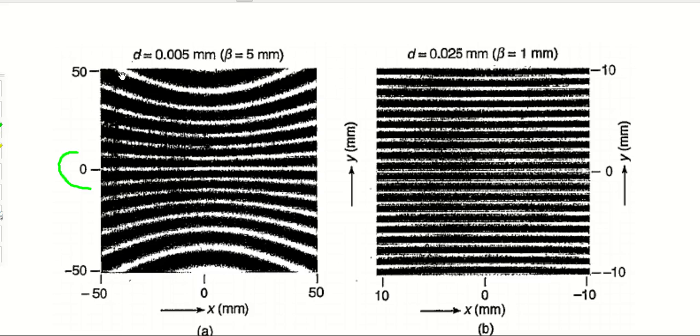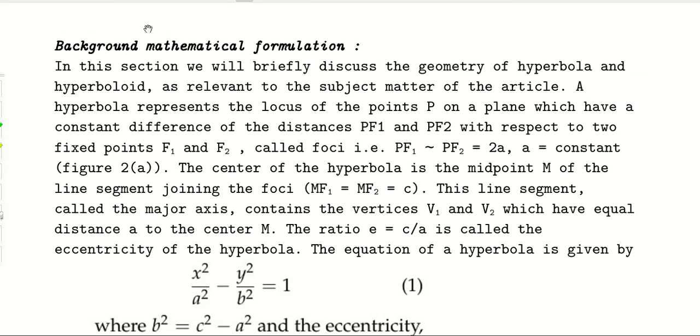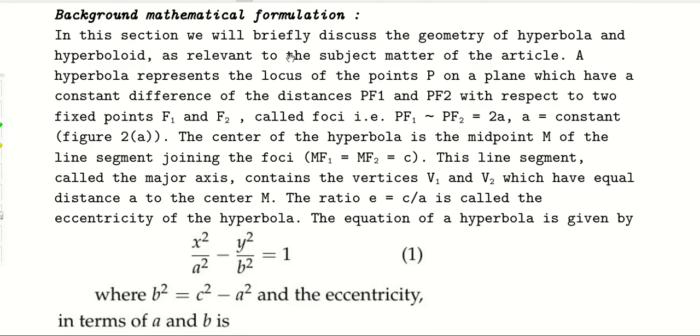And you can see when d is increased, that is 0.025, then the fringes are flattened, although the length of the screen is different: here 50 millimeter is plotted and here 10 millimeters are plotted. So more straight line fringes will appear when you decrease the distance between the slits, that is small d. So we now have to understand the shape of the fringes. Here is very interesting physics on the shape of the fringes, and for this you need some mathematical background, which is written here.